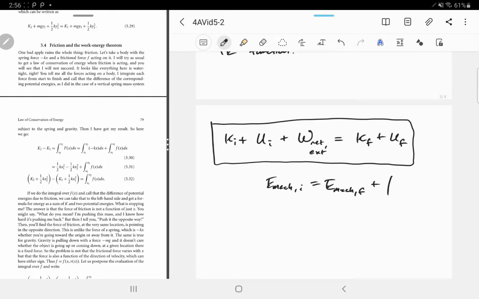And so if it's written on the right-hand side, your final mechanical energy is less than your initial mechanical energy. So this would have to be the positive amount, plus the energy lost, the absolute value of the energy lost to dissipative forces.